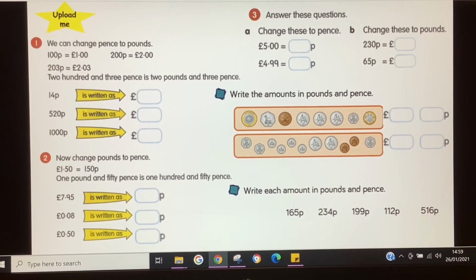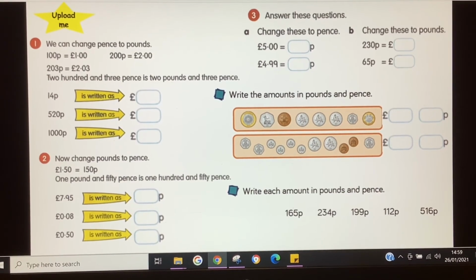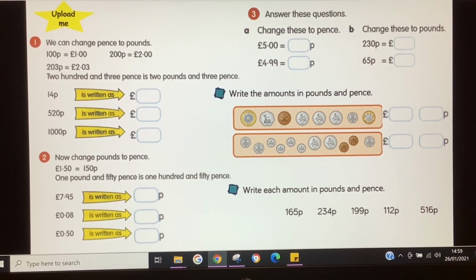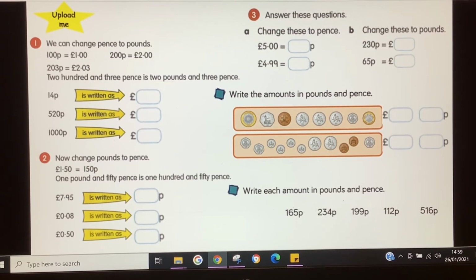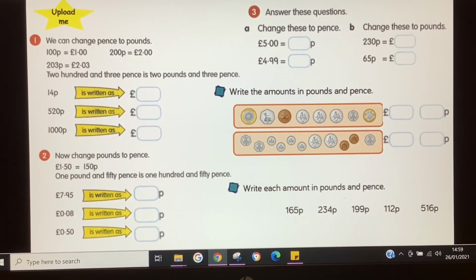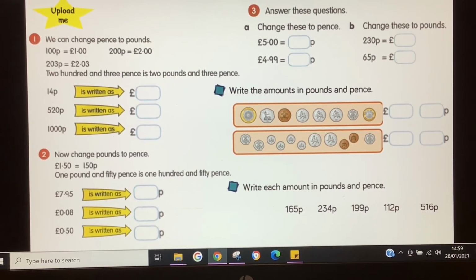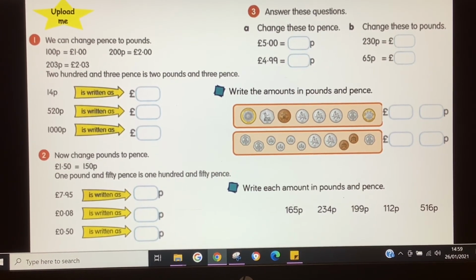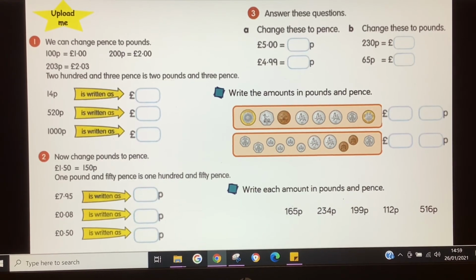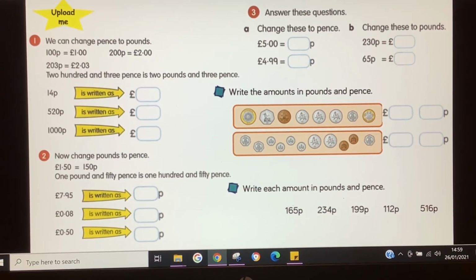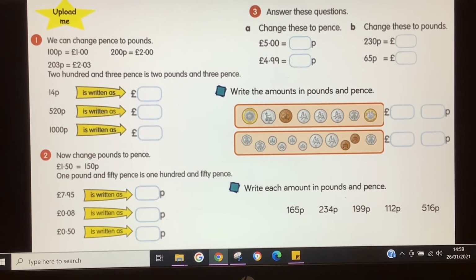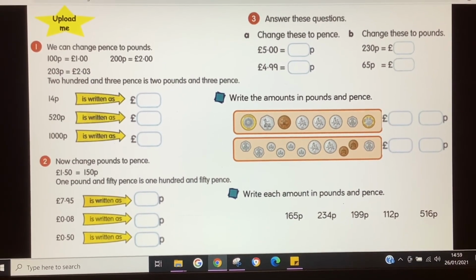There's always an example for the first two. Then for question number 3, you need to change some of them from pounds to pence and others from pence to pounds. Then in the last 2 questions, one of them has given you pictures of coins, which you have to add up and then write the amount in pounds and pence. And the last one, you need to write the converted amount underneath each. Good luck, and remember to upload this page to your Purple Mash folder.